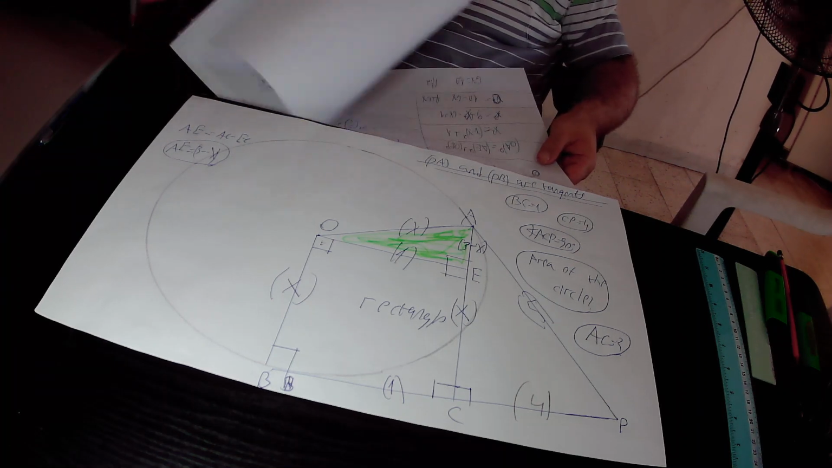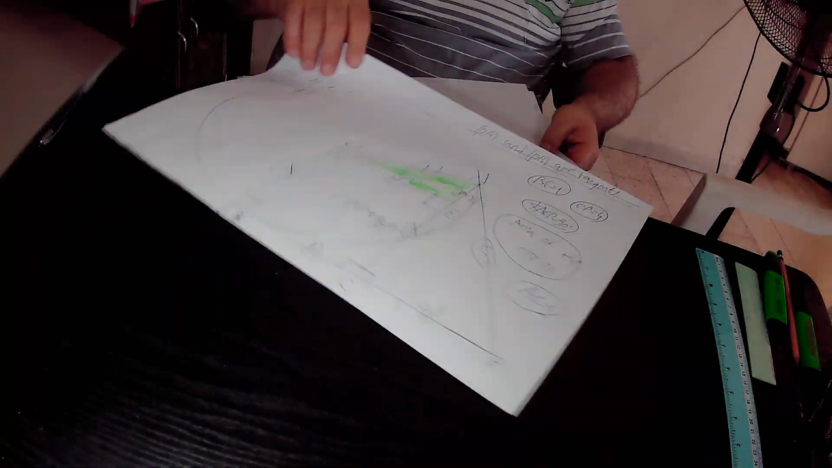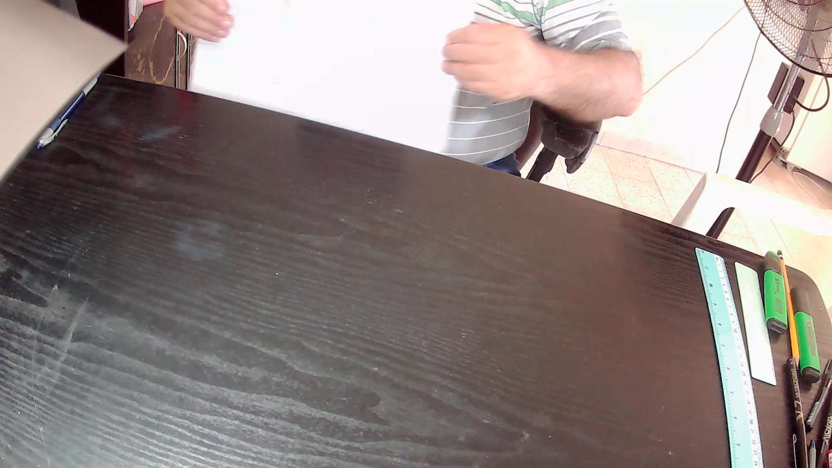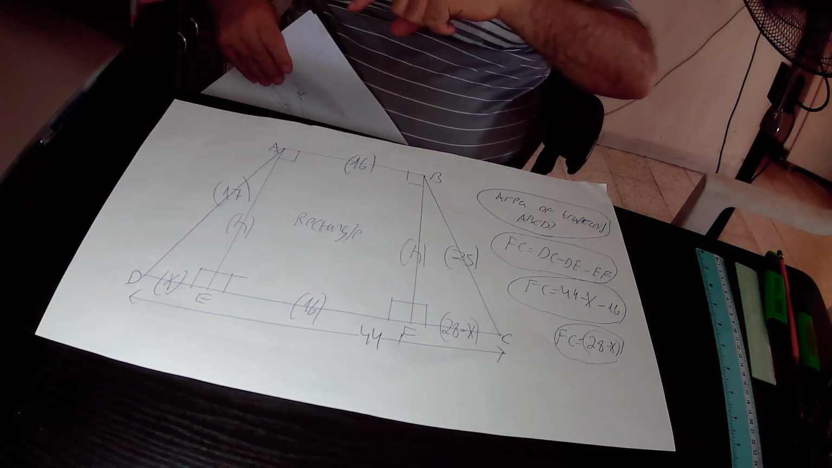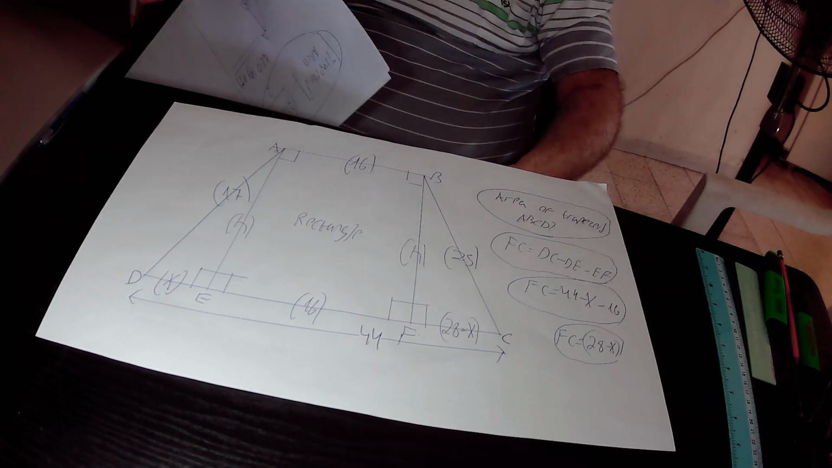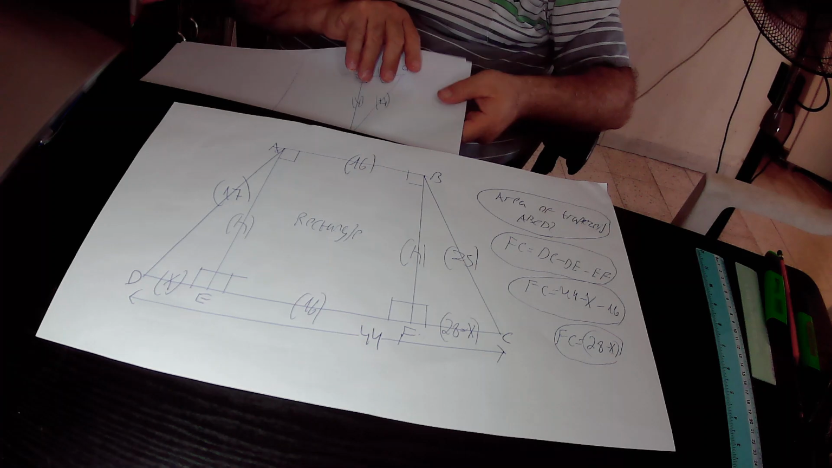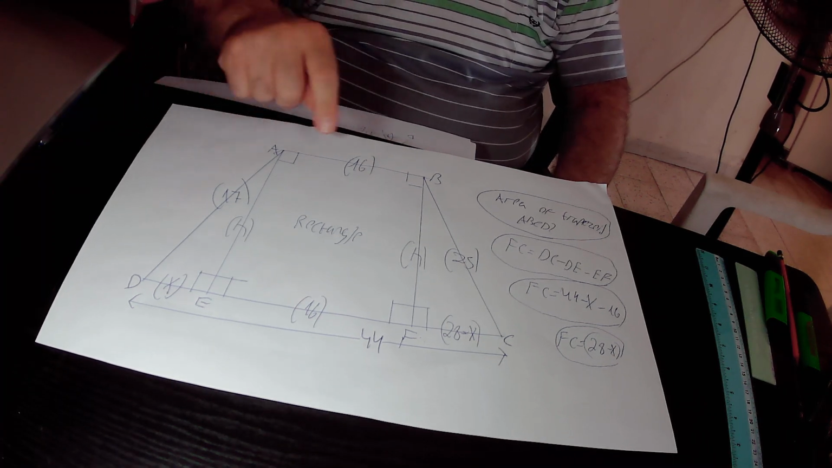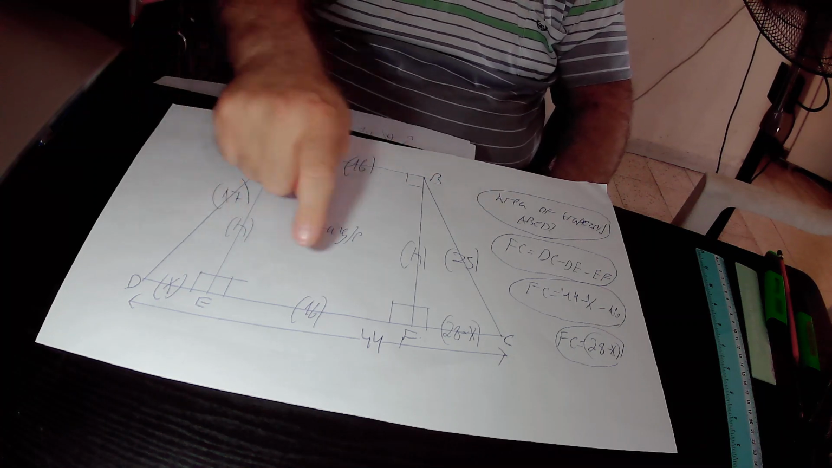In the next step, I can add the second question and we solve it. Our mission in the second question is to find the area of this trapezoid ABCD. The question gives us that side AB equals 16 units, AD equals 17, BC equals 25, and DC equals 44.